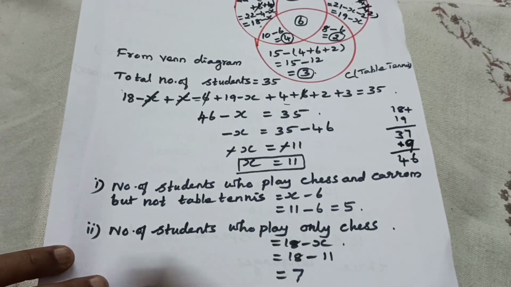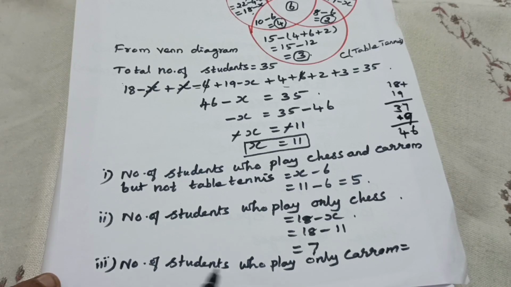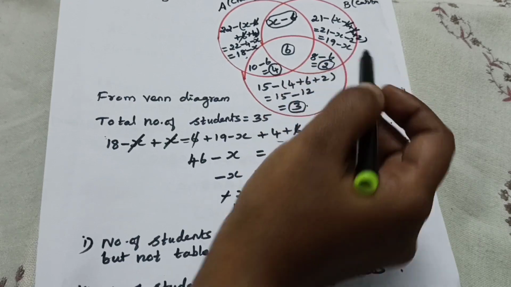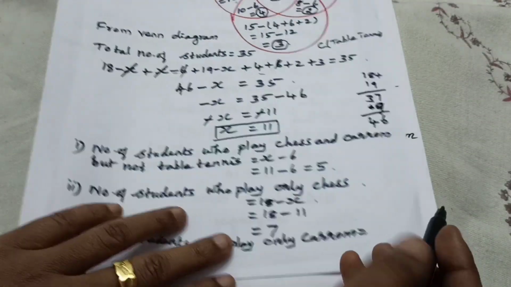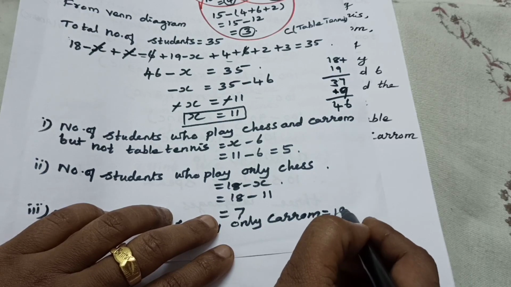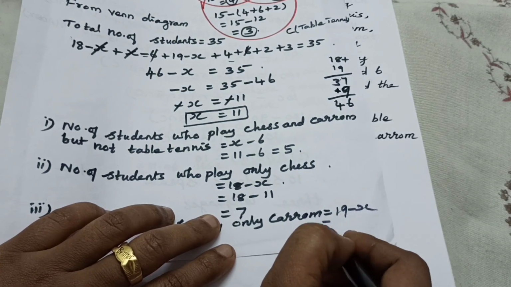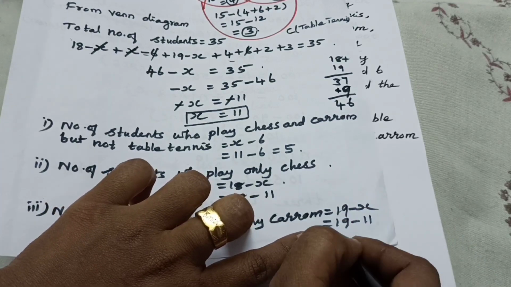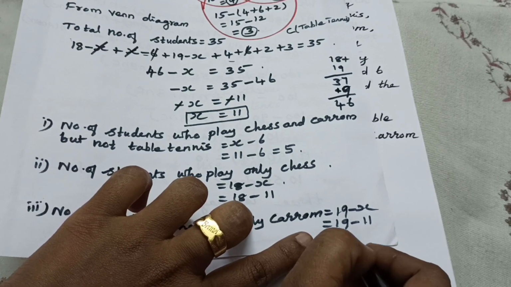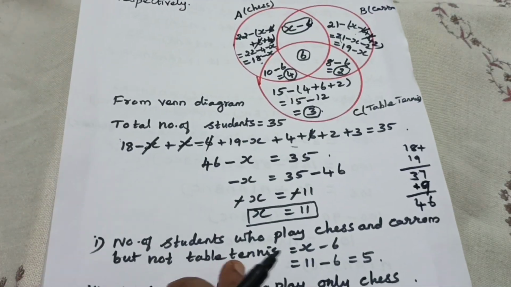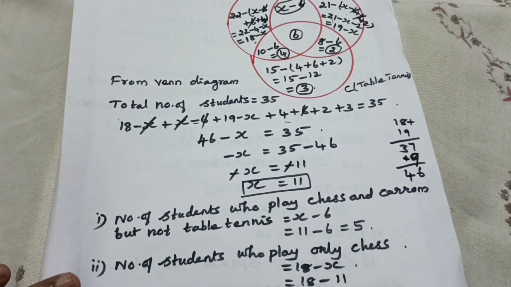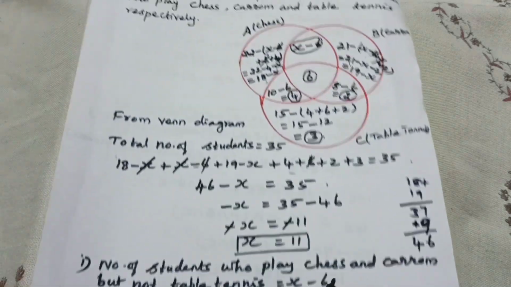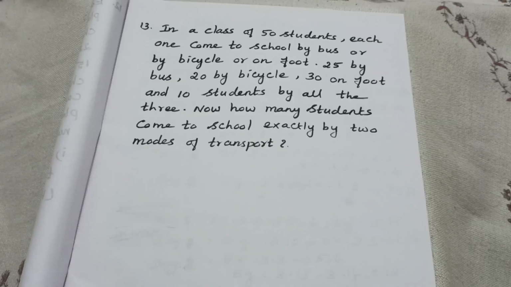Okay, 7. Understood? Number of students who play only carom. Only carom means here which one? 19 minus 6. This portion only will come, isn't it? Therefore, here you should write 19 minus x. The value of 19 minus x is 19 minus 11, isn't it? Then it is equal to 8, that is the answer. Have you understood? Then the answer to the first question is 5, the second one is 7, and the third one is 8. You got the answer. Have you understood?